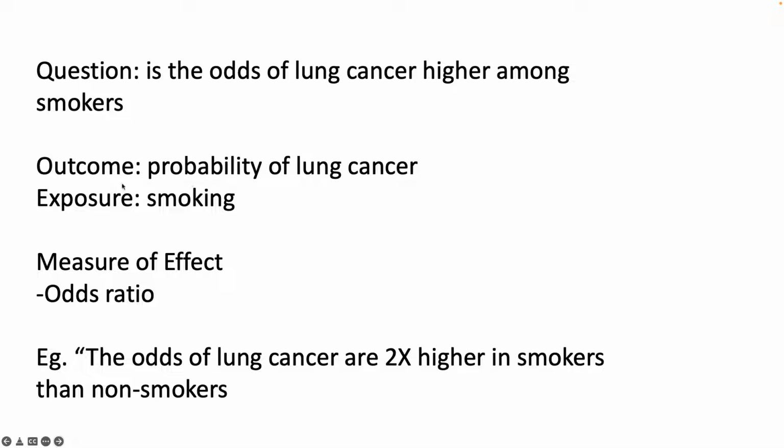Just to set the stage, the question we were asking for the sake of this example is: what's the probability of lung cancer given you're a smoker? Basically, we're able to get a measure of effect that's an odds ratio to make some statement like, the odds of lung cancer is 2 times higher if you smoke.